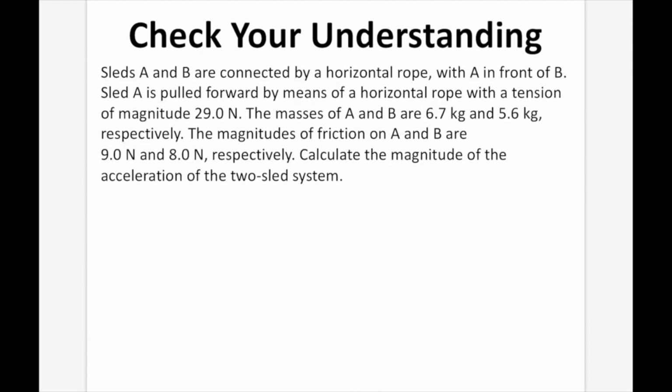Check your understanding. Sleds A and B are connected by a horizontal rope with A in front of B. Sled A is pulled forward by means of a horizontal rope with a tension of magnitude 29 newtons. The masses of A and B are 6.7 and 5.6 kilograms respectively. The magnitudes of friction on A and B are 9 and 8 newtons respectively. Calculate the magnitude of the acceleration of the two sled system. So I'd like you to pause the video and answer this question.